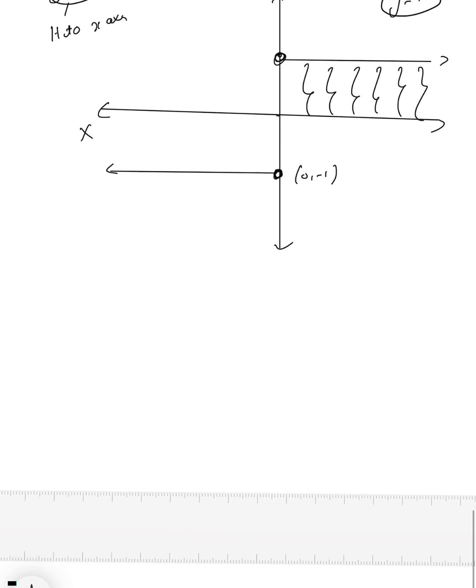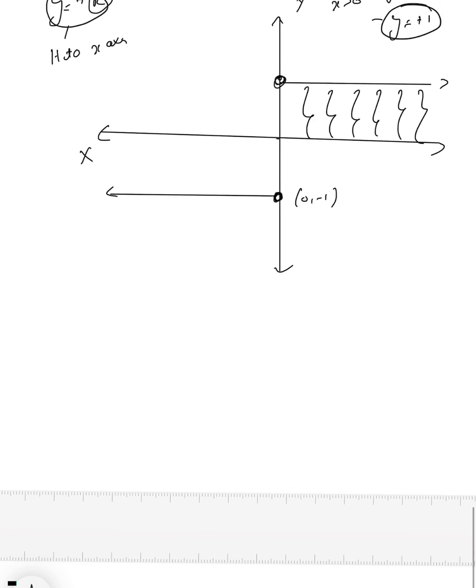Now the next function that we are going to deal with is the greatest integer function. Very important function.